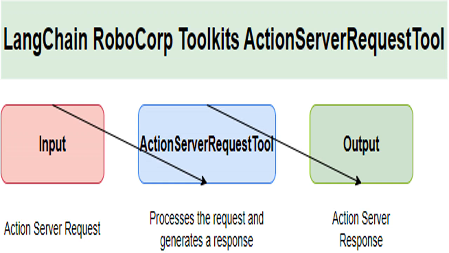Input. Action server request tool. Data flow. The action server request is passed from the input to the action server request tool for processing. Action server request tool. Output. Data flow. The action server response is generated by the action server request tool and then sent to the output.